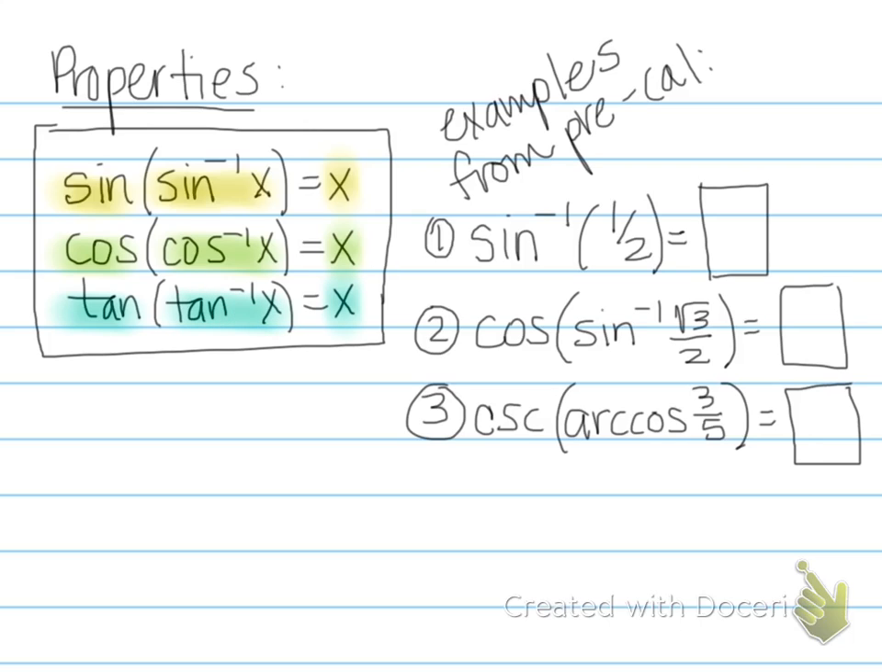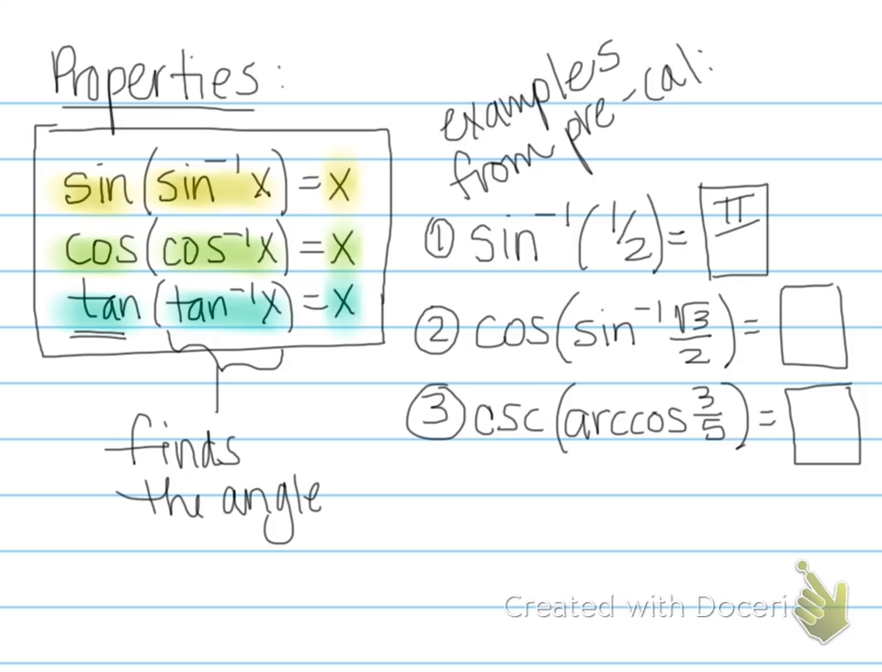So an inverse trig function, if you remember from pre-cal, finds the angle. A regular trig function finds the sine or cosine or tangent, but the inverse standing alone would be finding the angle. Let's do some examples from pre-cal. The inverse sine of 1/2, the angle whose sine is 1/2, is pi over 6. And if it had been -1/2, we would choose the fourth quadrant angle that's over 6, 11 pi over 6.